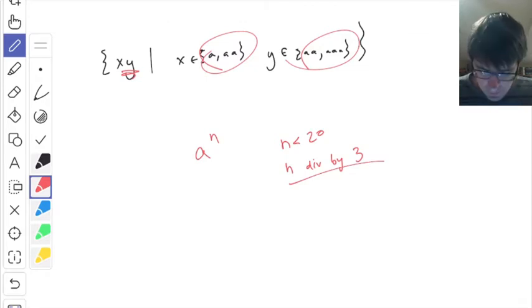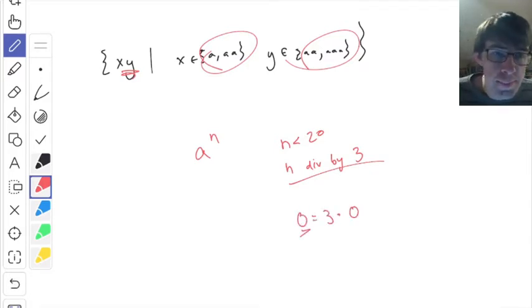Thank you. Yeah, 0 is divisible by 3 because you can write 0 equals 3 times 0. So 0 is a multiple of 3, and so 0 is divisible by 3. That's a bit of a technicality, but that's what it should be. Any other questions about those? Great. And whenever you see the little star, that also does include the empty string.